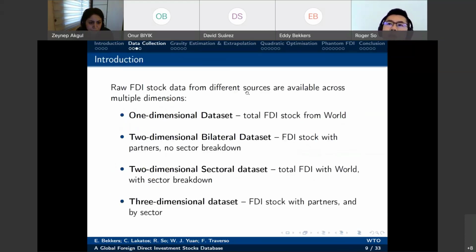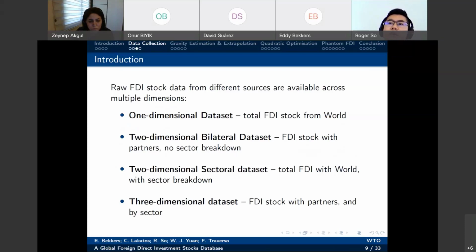And for those of you that are not familiar with the original work, the reason we have so many different data sets, or so many different dimensions, is that the raw FDI data is available in different forms. And generally speaking, there's less data in higher dimension due to confidentiality reasons or the difficulties in data collection.